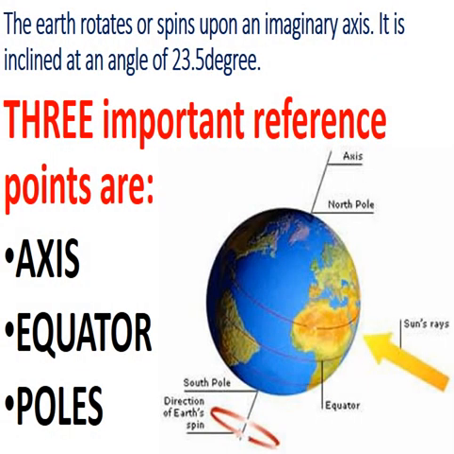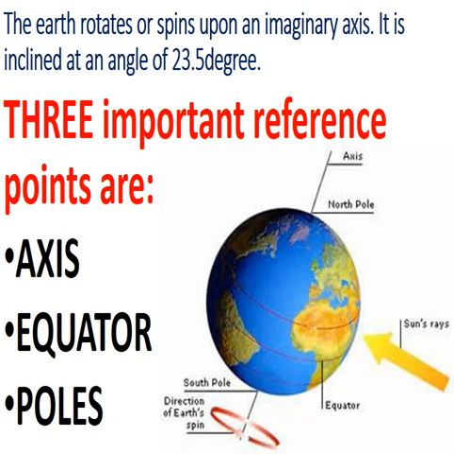The Earth rotates or spins upon an imaginary axis. It inclines at an angle of 23.5 degrees. We find two poles situated at the endpoints of the axis. The pole pointing towards the pole star is north, and it is also called the North Pole, whereas the pole opposite to it is called the South Pole.